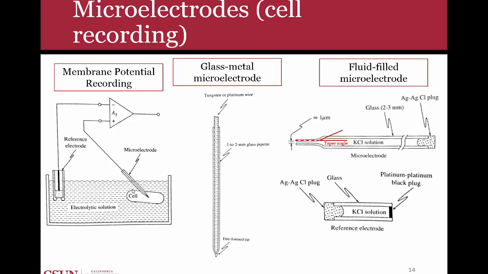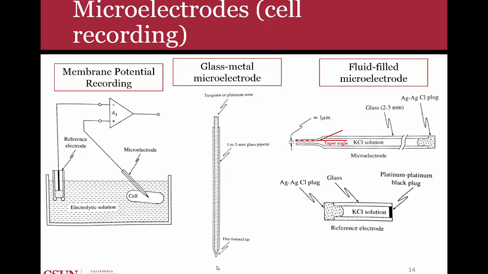So in terms of how the microelectrode actually functions, you can have glass metal microelectrodes. The way these work is that you have tungsten or platinum wire, which is essentially shoved into a glass pipette, and that is then your microelectrode that punctures the actual cell.